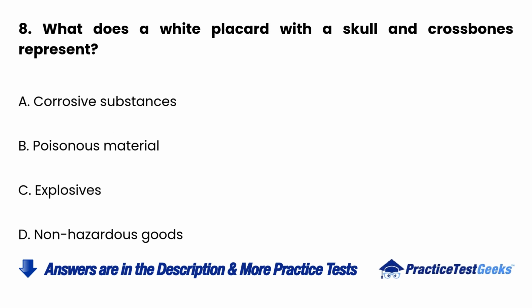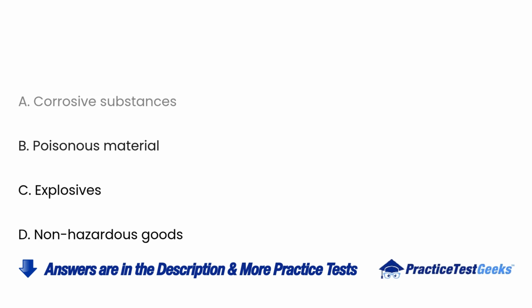8. What does a white placard with a skull and crossbones represent? A. Corrosive substances. B. Poisonous material. C. Explosives. D. Non-hazardous goods.